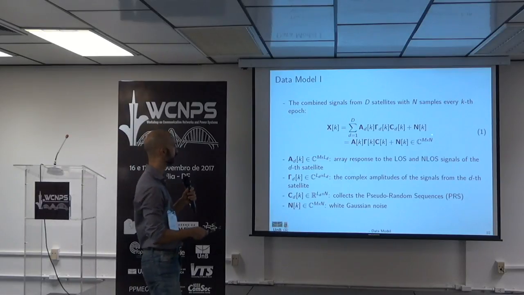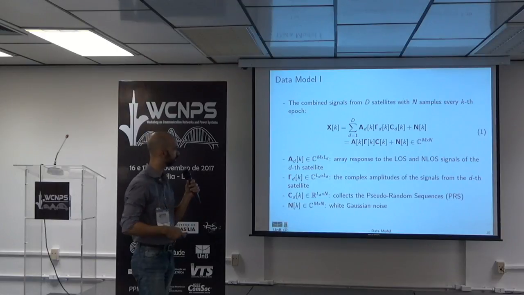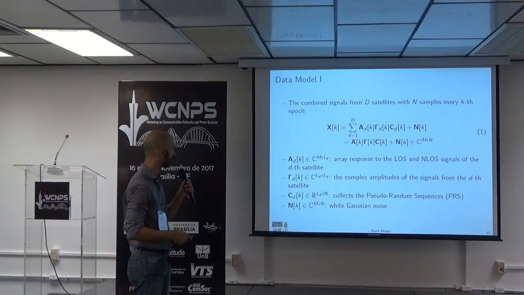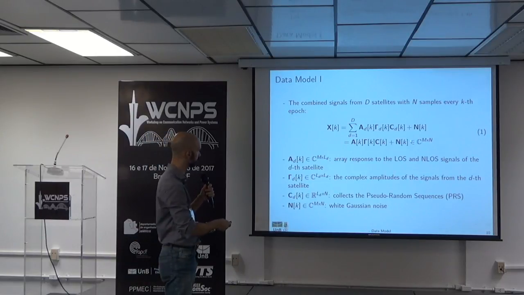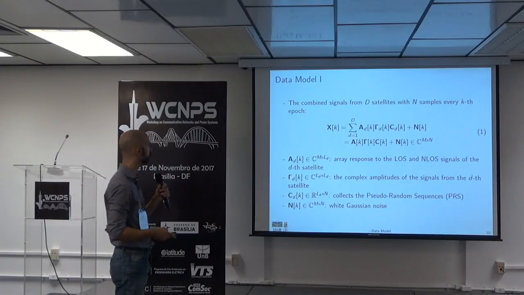And of course, noise. This K here is the index which indicates that it's from each kth epoch. We will sample during K epochs total. This is the total signal from all signals from all satellites plus the noise.